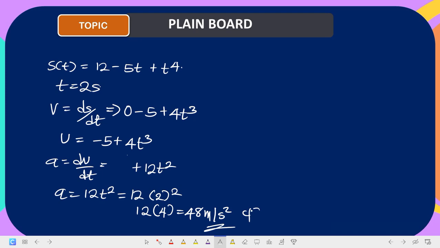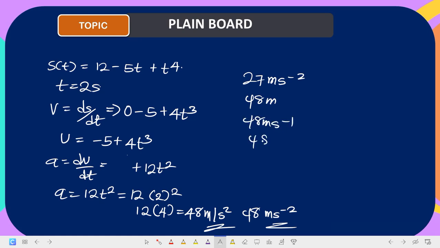Take note of the unit, or 48 meter. You may see it like this. The only distinguishing factor between each of the options there is the unit. The options we have here are 27 meters per second squared. We have 48 meter. We have 48 meter per second, and we have 48 meters per second squared. So the correct answer is 48 meter per second squared.